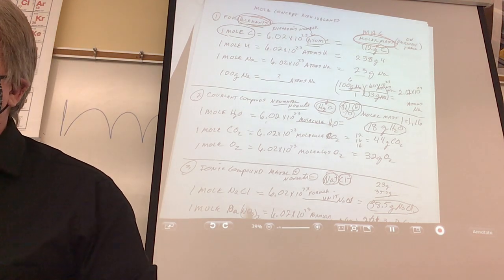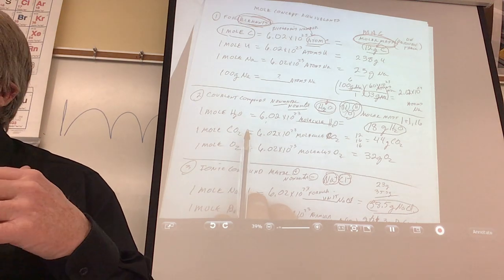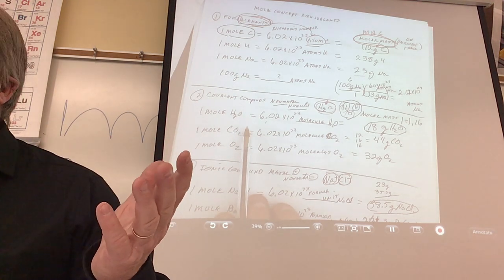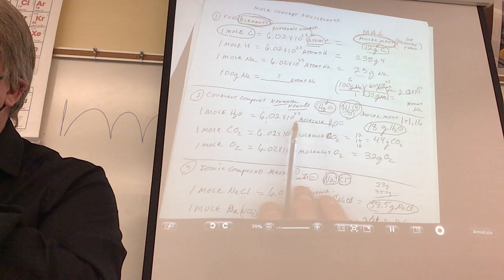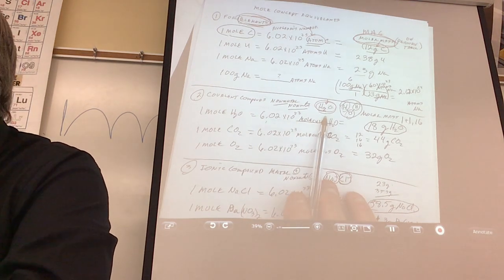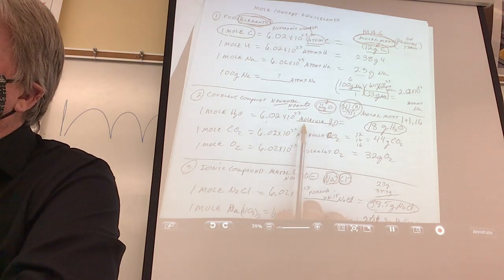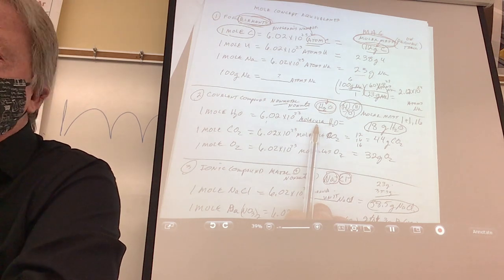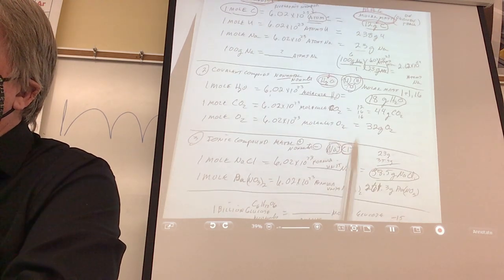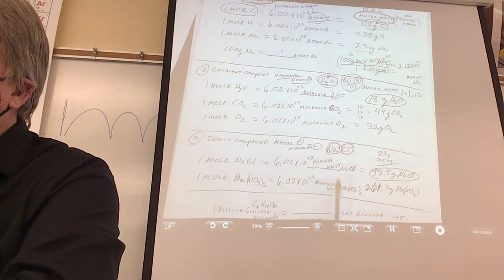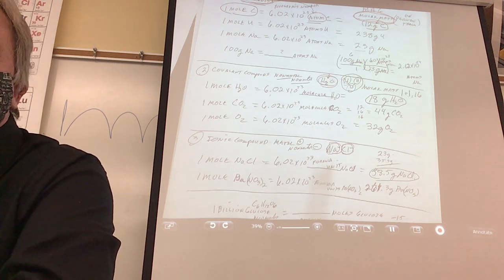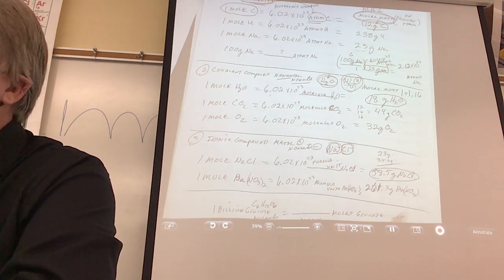Now, what's next? What if you are not talking about atoms, elements? What if you're talking about compounds? Well, what if it's a non-metal compound? The only thing that's different is we call the smallest piece of that a molecule. And what if it's a compound that's made of ions? Well, the smallest thing is called a formula unit. Everybody get this? I've done that several times.